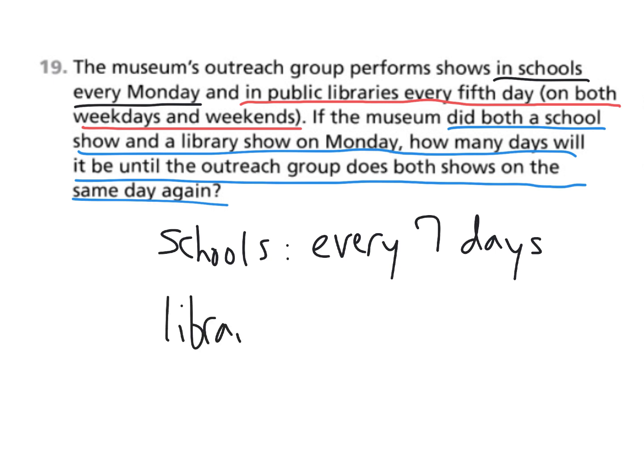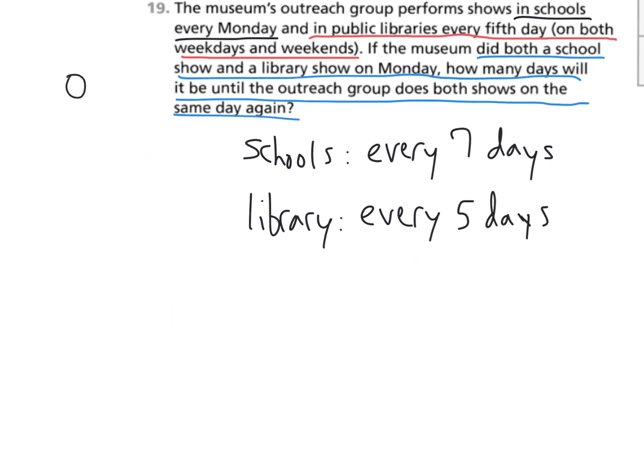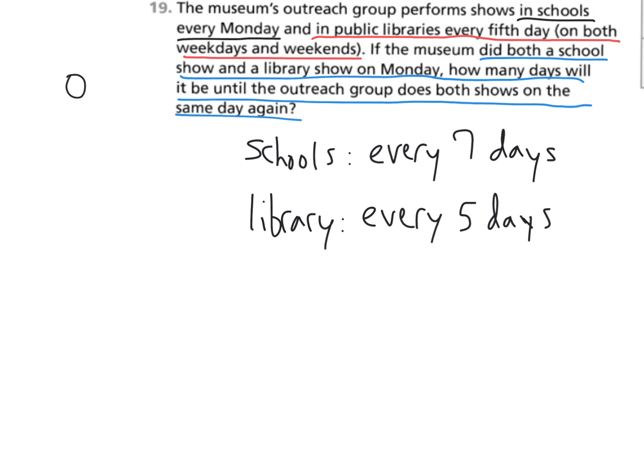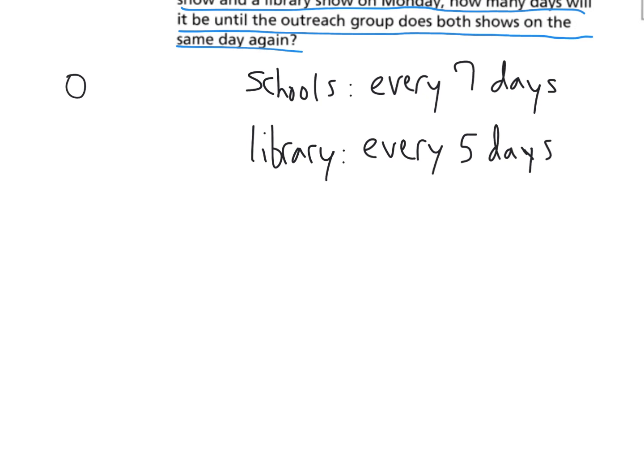The library, it says, is every 5th day, so every 5 days. Okay, so every 7 days, every 5 days, we're trying to see when these would both happen again at the same time. So for working this out, we are going to do a least common multiple for this one.